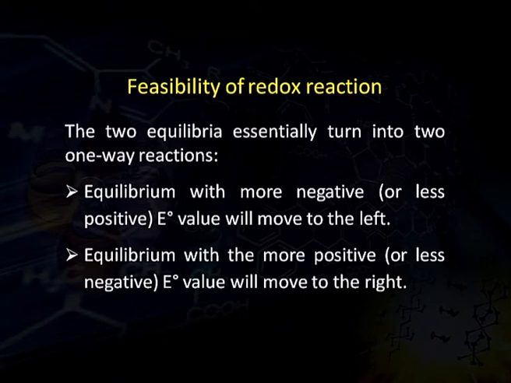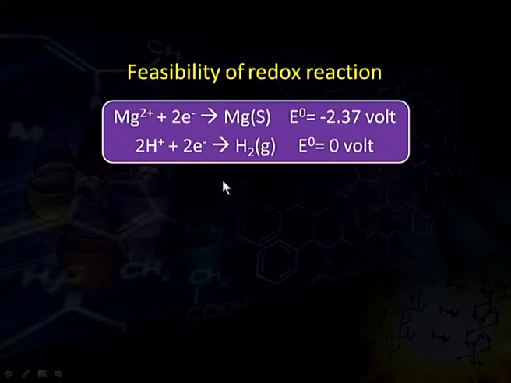The equilibrium with the more positive or less negative E naught value, the standard electrode potential value, will move to the right. Thus, depending upon the value of standard electrode potential, the shifting of the equilibrium can be discussed or predicted. See in this example, the E naught value is minus 2.37 volt, where the magnesium ions are coming over to the magnesium in the solid state, the metallic state.